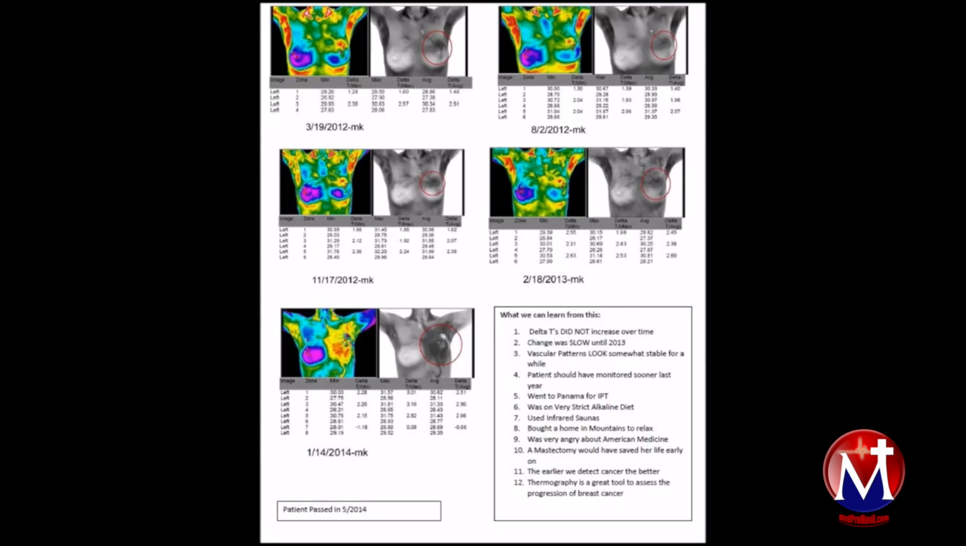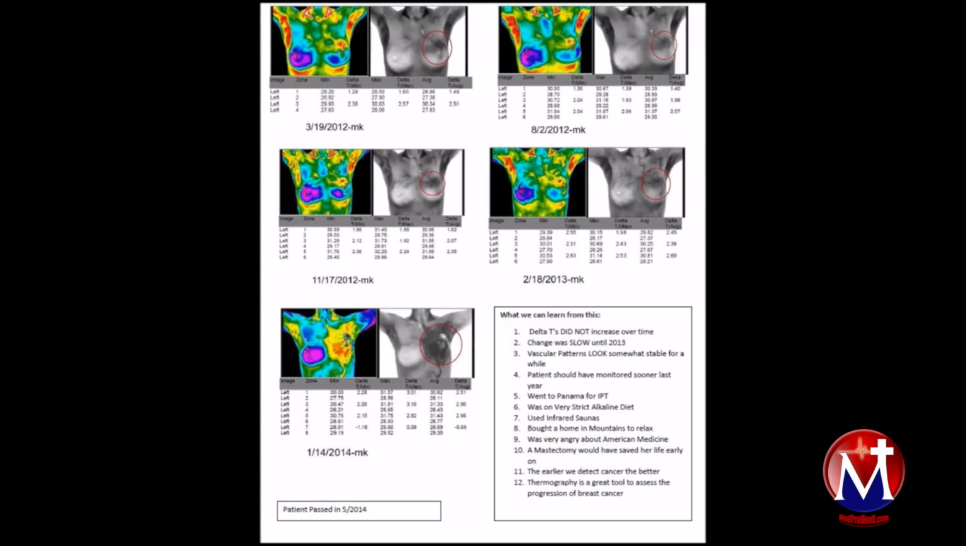And in August, you can actually see that it looks like it subsided a little bit. The delta T went down a little as well. But soon after it returned, and returned again in February of 2013. Then she lost contact with us for a year and came back in January of 2014. And as you can see, the left breast tissue had deteriorated quite a bit by that point. And then it wasn't too much later, in May, that she passed away.